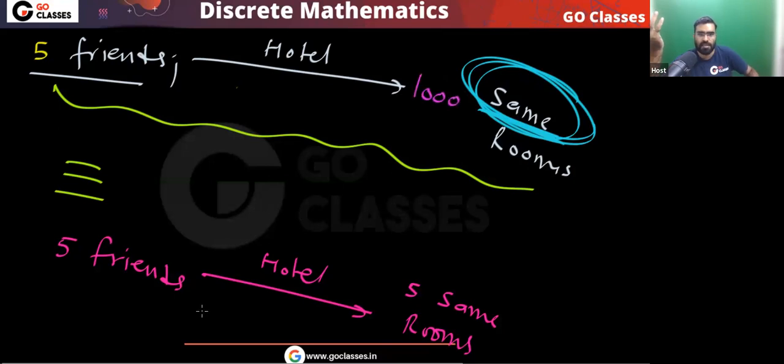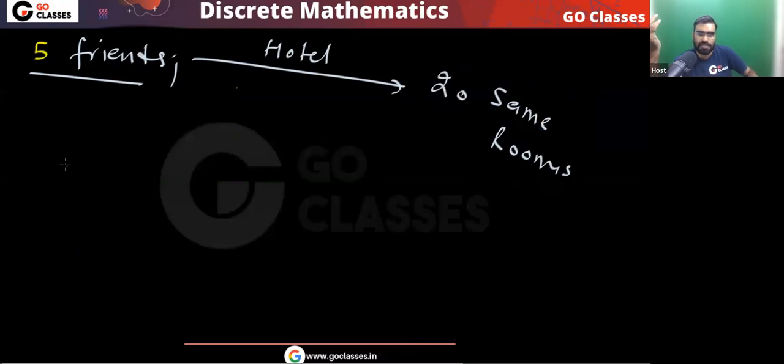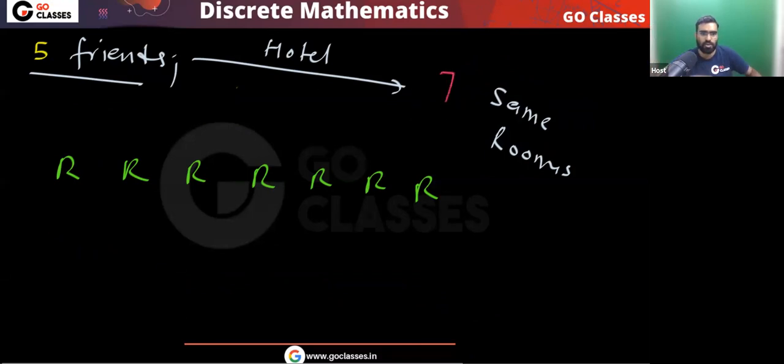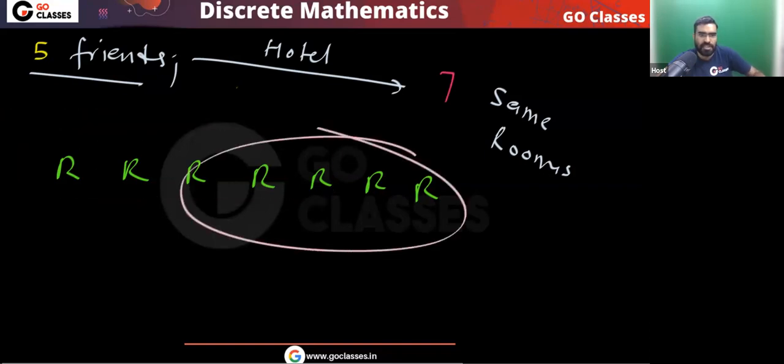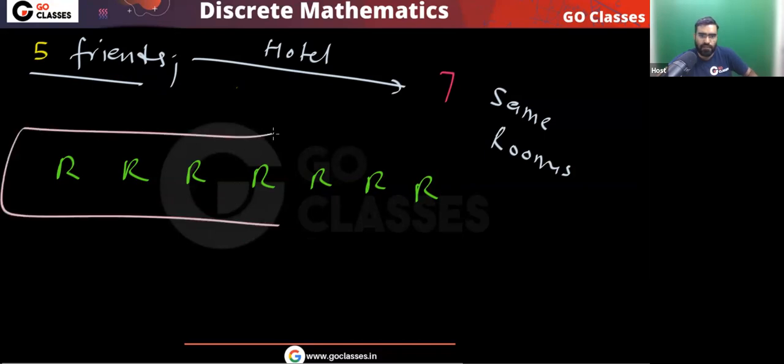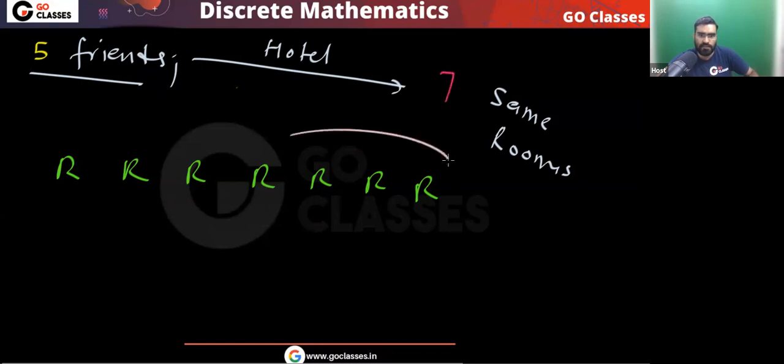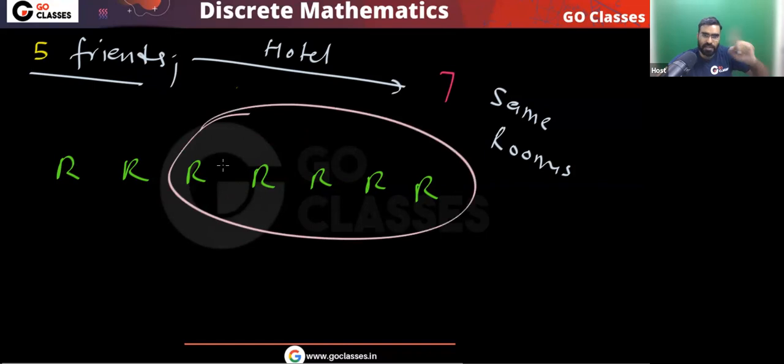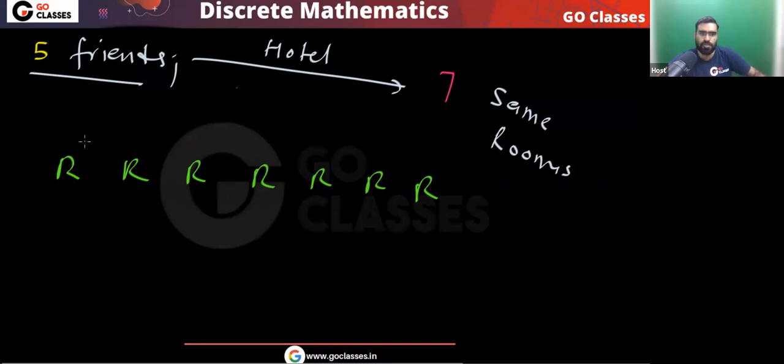Will the answer change? The answer will be the same. You will get the same answer, because anyway, you have same rooms. Let's assume that you have same rooms. Now notice. These 5 friends, whether they use these 5 rooms or they use these 5 rooms, does it matter? Is it different? No, all the rooms are same.